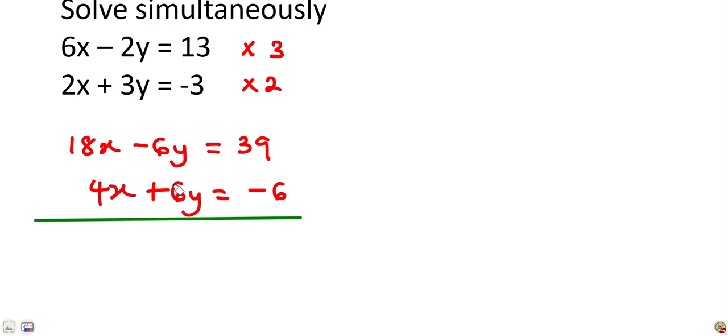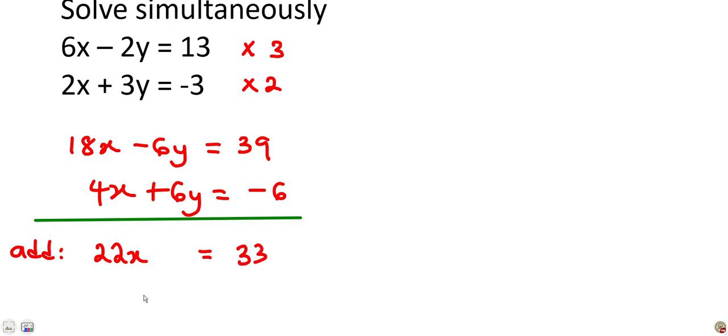y has the same coefficient with different signs. So that suggests that you're going to add along the column. And if you add along the column, 18x plus 4x, you have 22x. And of course, y takes care of itself. That's going to be 0. And then you have equals here. And if you add down this, you're going to get 33.